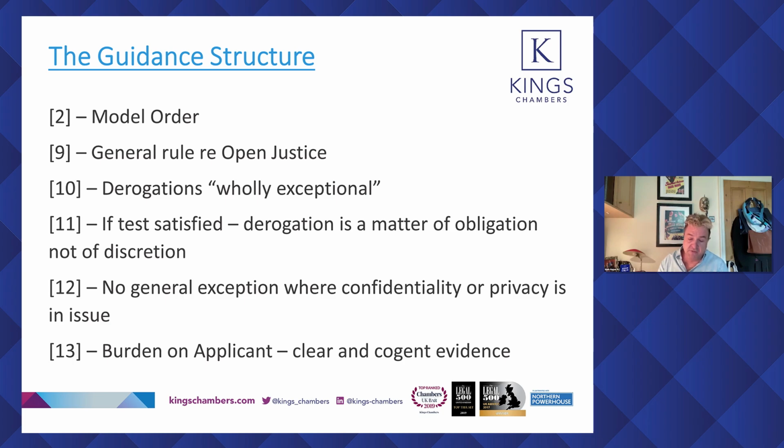Paragraph 13 is clear. The burden is on the applicant really to demonstrate why any derogation from open justice, and it must be set out with clear and cogent evidence. Just to give you some other things you can look at, insofar as third parties are going to be impacted by your order, that's provided for in paragraphs 24 and 28, and also in the model order.